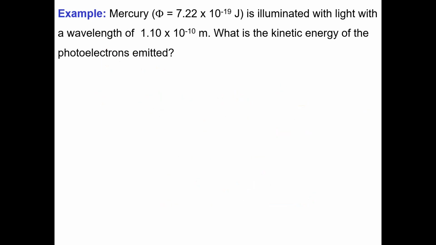This problem reads, mercury, and then they give the work function of mercury, is illuminated with light that has a wavelength of 1.1 times 10 to the minus 10 meters. What is the kinetic energy of the photoelectrons emitted? So I just have to remember my formula. The kinetic energy of my electron is going to be equal to Planck's constant times the frequency of the light that is shone onto the metal minus the work function.